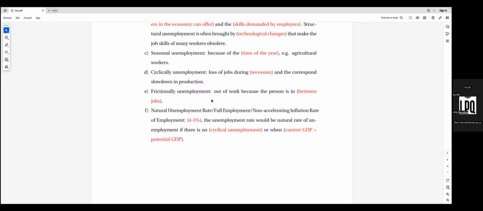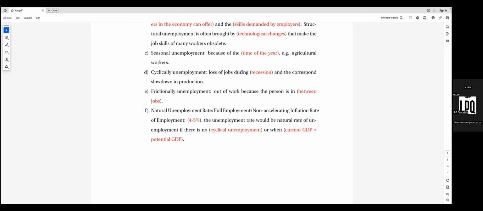So in real life, in practice, the government usually doesn't care much about seasonal unemployment, because it's just about the timing, right? After the winter time, during summer time, fishermen can find a fishing job. So we don't care about them much. Don't worry about them very much.